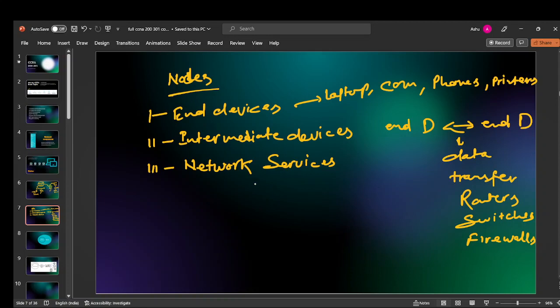Clear? They provide a particular, specific function. Which type of function? Such as DHCP services, dynamic host configuration protocol, DHCP server, DNS server, domain name system. Clear? Proxy server.